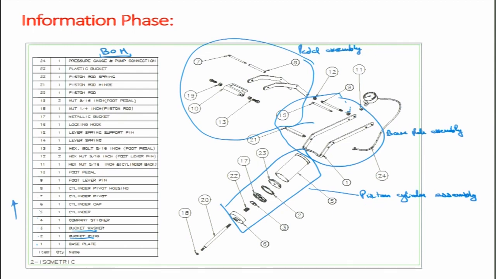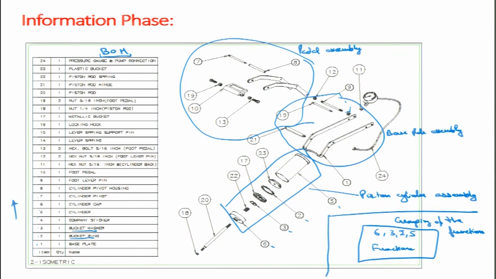When we develop the functions, we can see what the functions are and what the components are. For instance, components number 6, 3, 2, 5 and their respective functions can be made as a group. We will see the groups when we go to the creativity phase. So this is the grouping of the functions. This can be done.